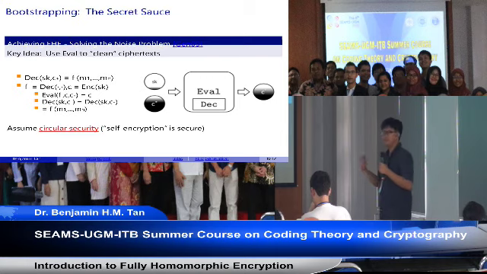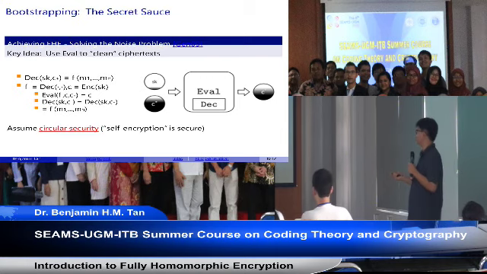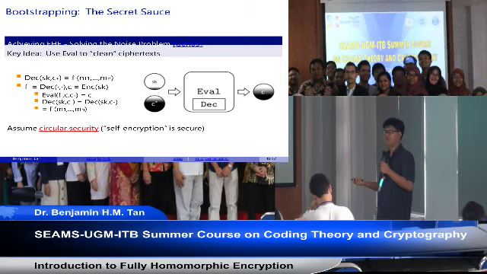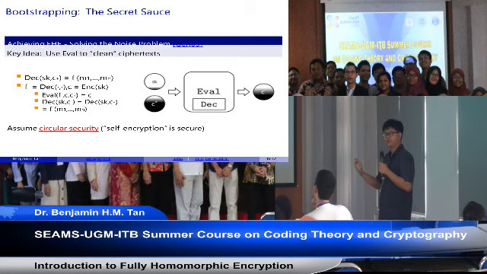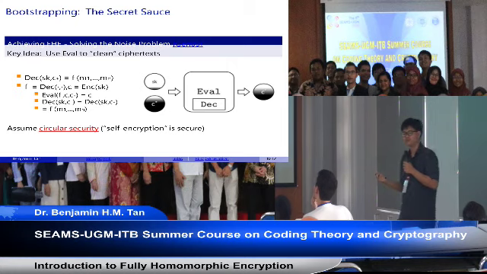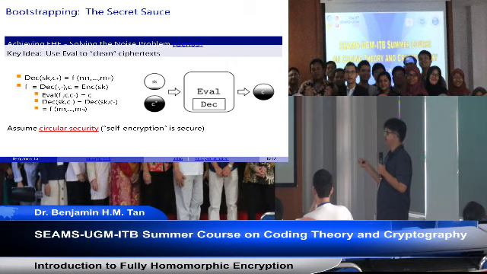But unfortunately, doing this has its own problems. So now we need to add an additional assumption called circular security. Basically what happens is, here we have to encrypt the secret key with itself. And so we don't know if this is true for all schemes. And so we don't know how to prove that FHE schemes have this property so far. So we need this assumption.